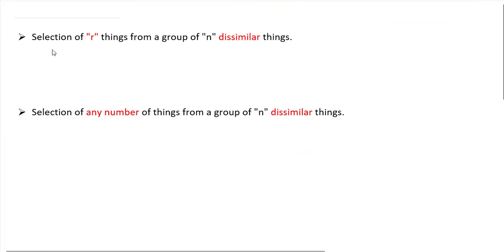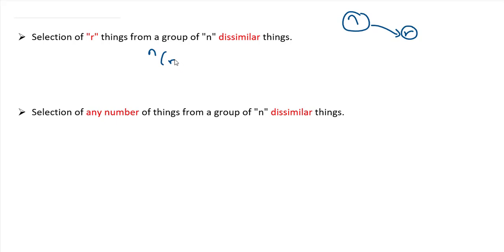Now in this case, you have to select r things out from a group of n dissimilar things. So we need to select r things out of n things. So these are all dissimilar things, and from this we need to take out r things. So this can be done by using the formula nCr, the same formula that we have derived. So this is n factorial upon n minus r factorial into r factorial. So you need to make a selection of r things out of n dissimilar things.